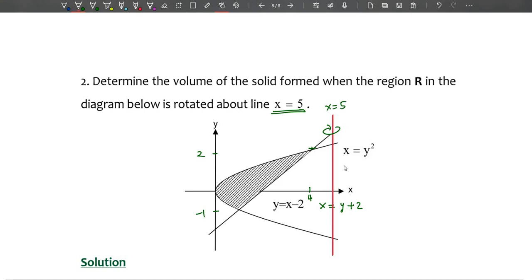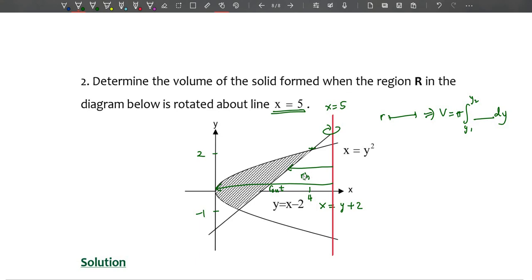Next, we want to determine whether we will integrate with respect to y or x, right? Drag from the line of rotation to the nearest border of the region bounded, that will be your inner radius. Drag from the line of rotation to the farthest border of the region bounded, that will be your outer radius. Since R is horizontal, which means here we will integrate with respect to y. We have y1 and y2 from the intersection points, negative 1 to 2.